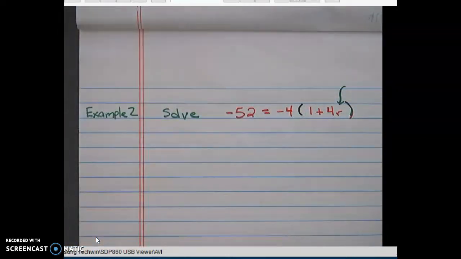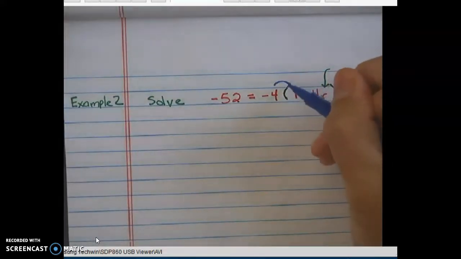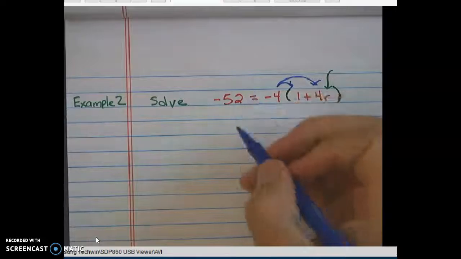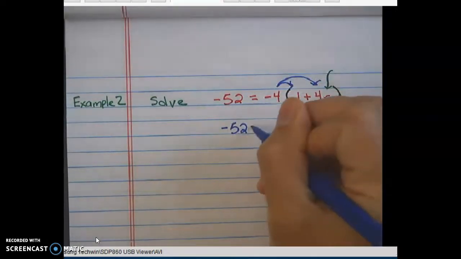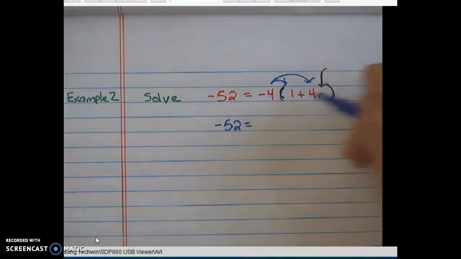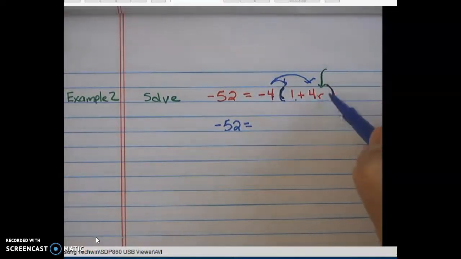So I'm hoping that when you looked at that, you would say, I've got to start by multiplying this negative 4 by both of these quantities. Again, this negative 52 is still in the problem, so we're still going to have it. The equal sign is still there. And when you go to distribute, remember, what do these parentheses mean? Those parentheses mean to multiply. Well, who are we multiplying? The negative 4 by both of these.